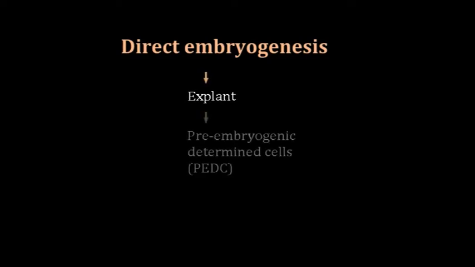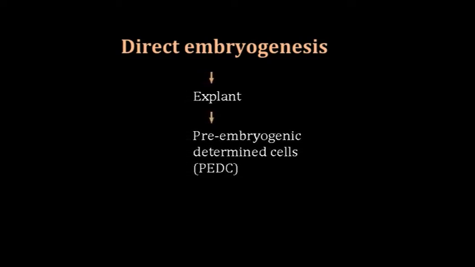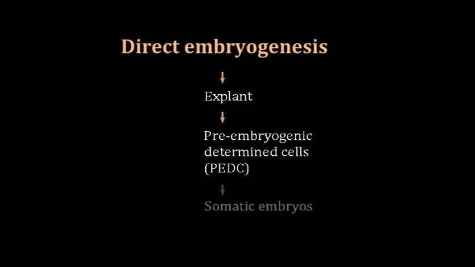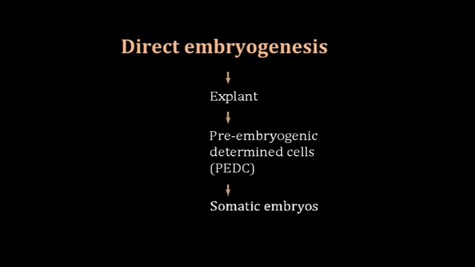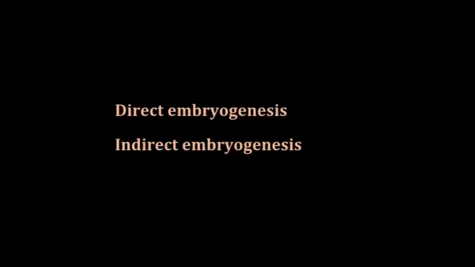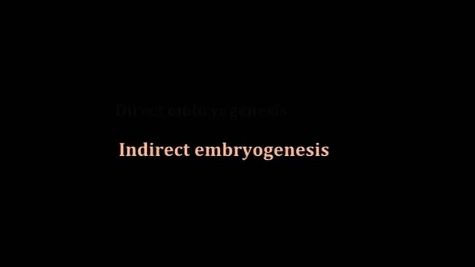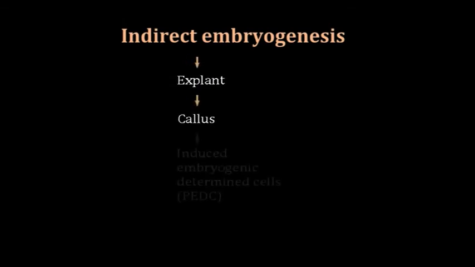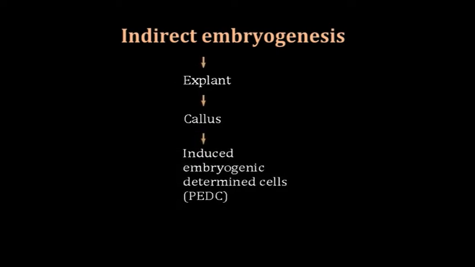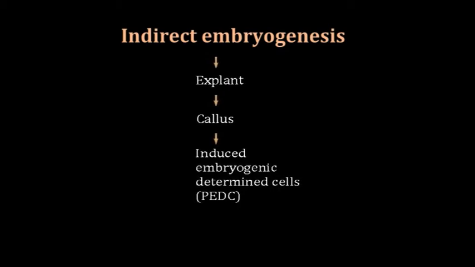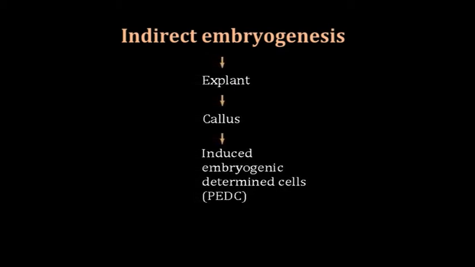This occurs through pre-embryogenic determined cells or PETC, where the cells are committed to embryonic development, and such cells are commonly found in embryonic tissues. The second pattern is indirect embryogenesis. It is the formation of embryos from cells of callus tissue called the embryogenically determined cells, which are induced to form embryos and are known as induced embryogenic determined cells.